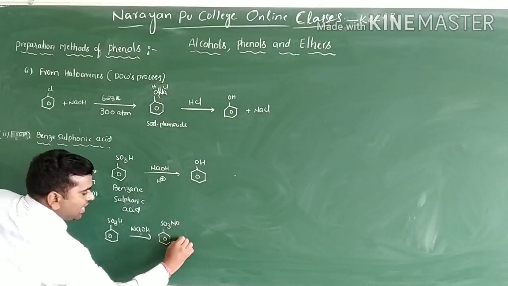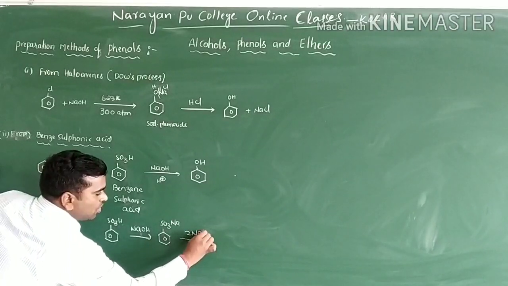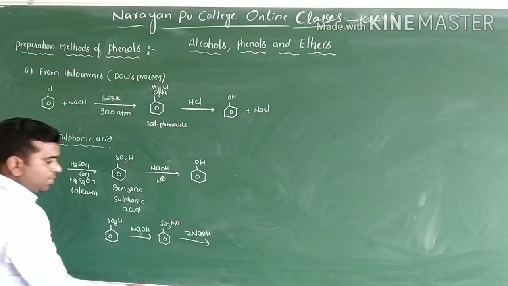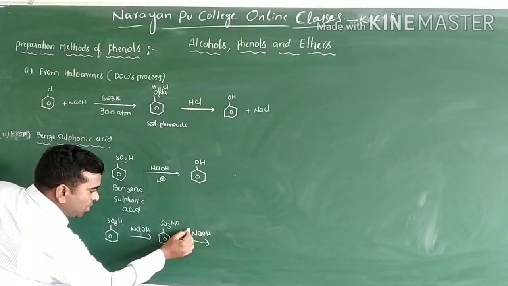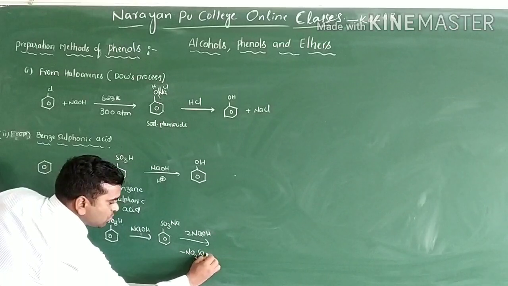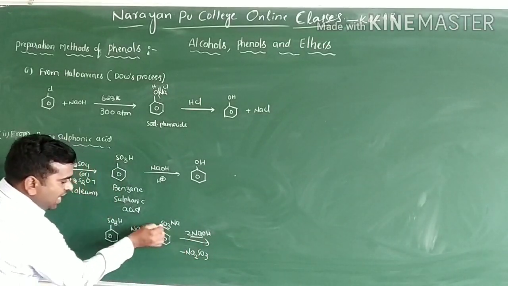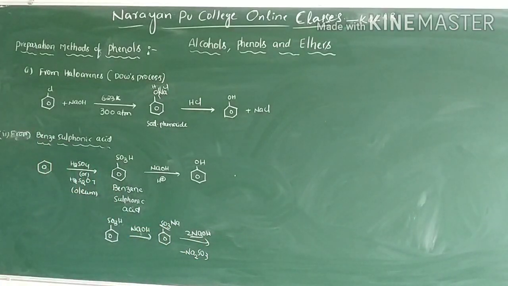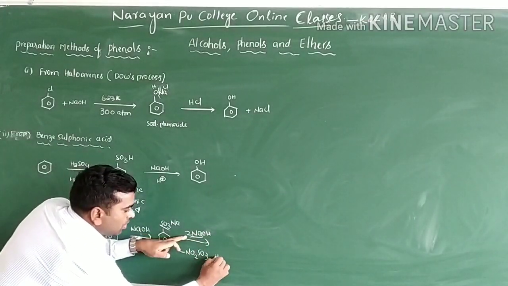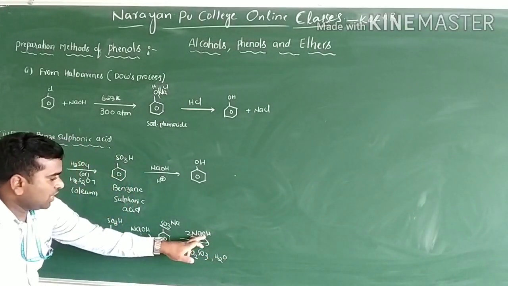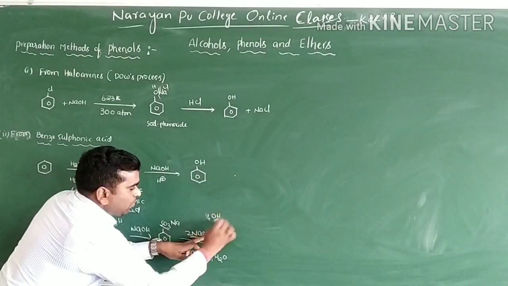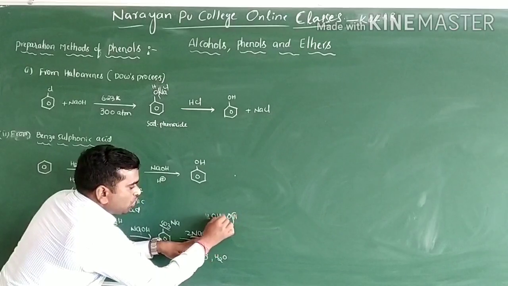SO3Na. And again it is treated with 2 moles of NaOH. Then what happens? Na2SO3 will be removed here, 2 Na and SO3. And also H2O will be removed. Here 2 OHs will be there. 2 OH means what can we write? H and OH, so H2O will be removed here.